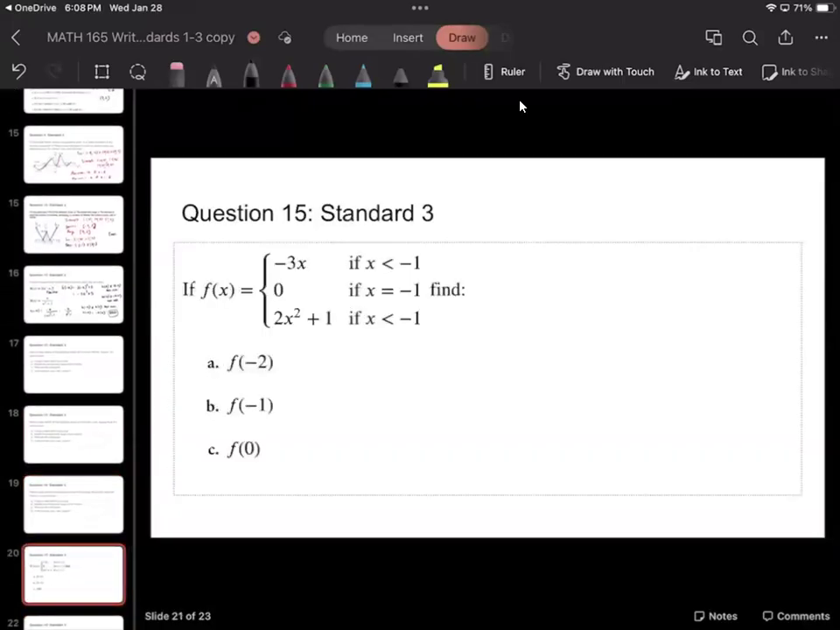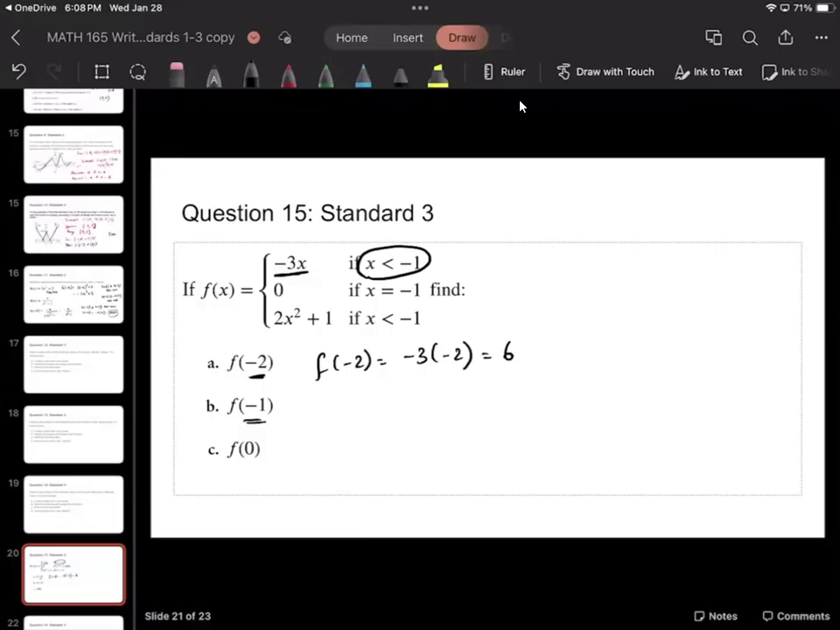Let's do this piecewise function. Okay, f of negative 2. The first thing you need to find out is which interval negative 2 belongs to. Negative 2 belongs to this interval because negative 2 is less than negative 1. So for f of negative 2, you have to use this expression to evaluate. f of negative 2 will be negative 3 times negative 2, which is 6.